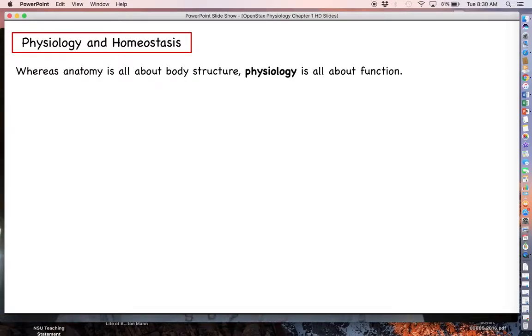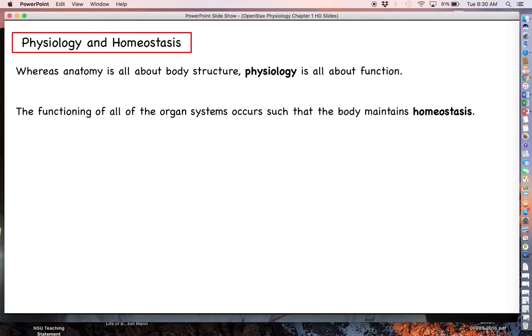So now that we've gotten our discussion of anatomy out of the way, let's talk about physiology itself. Physiology, as we mentioned, is all about function. So the functioning of all the different organ systems, all together, all at the same time, function in such a way that the body maintains homeostasis.